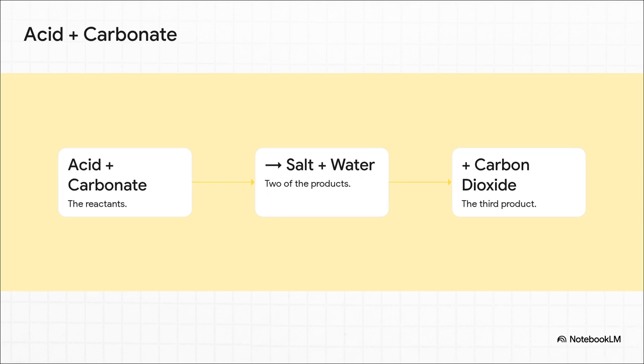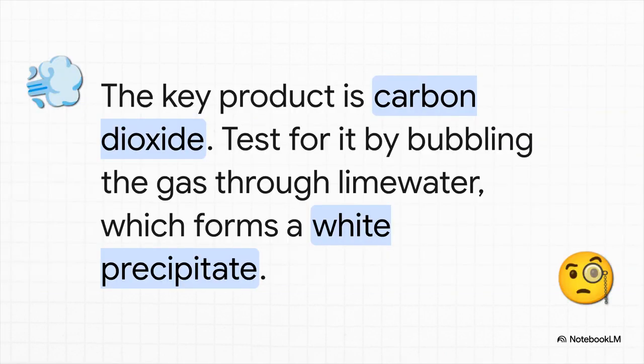Next up, we have the reaction with the metal carbonate. This one's got a few more players in the game. When an acid meets a carbonate, you actually get 3 products: a salt, water, and, you guessed it, a gas, carbon dioxide. The real giveaway for this reaction is the fizzing that you'll see. That's all the carbon dioxide gas bubbling away, and the test for it is foolproof. You just bubble that gas through some lime water. If the lime water turns all milky and cloudy, you can be 100% certain you've just made carbon dioxide.